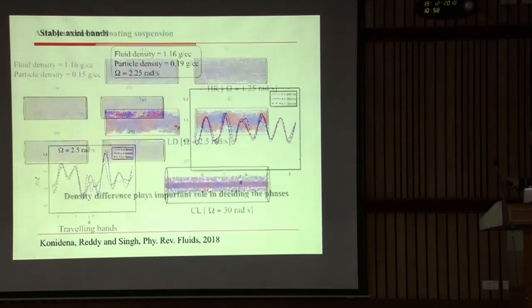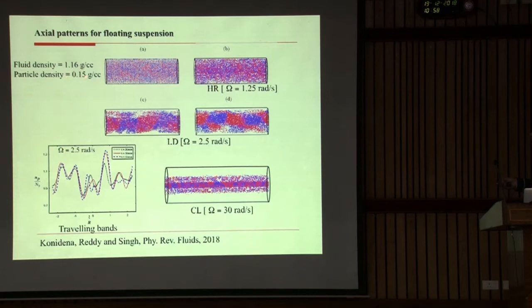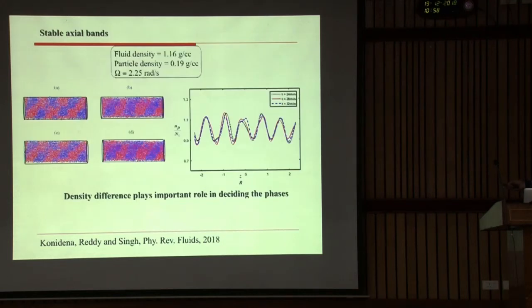When we slightly change the density, in this case the particle density was 0.15 and the fluid was 1.16, what we see is that the traveling band disappeared, and what we observe is a stable band. Now these bands are stable and do not move with time. Right? This was also observed in the experiment, that for certain conditions you do see a stable band. So density difference plays an important role in deciding the phases, whether you have a stable band or traveling bands.